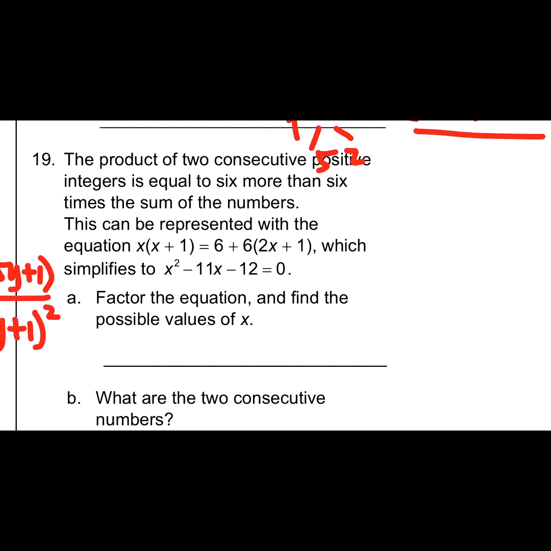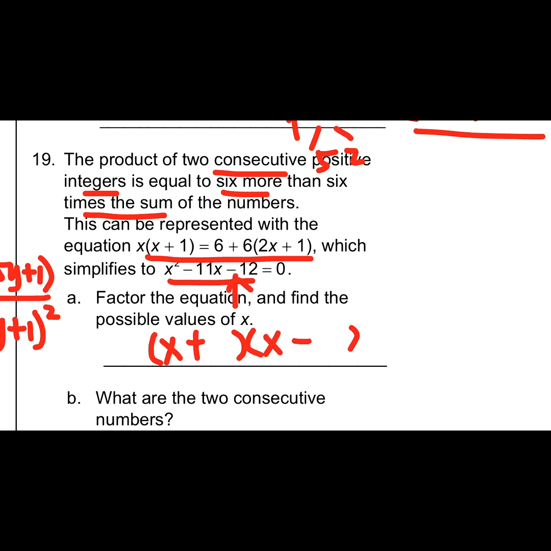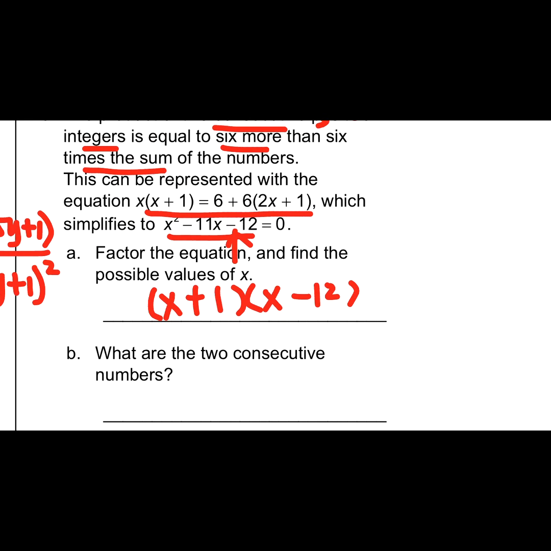Number 19, the product of two consecutive positive integers is equal to 6 more than 6 times the sum of the numbers. So the equation is already written here, which simplifies to this right here. So factor the equation and find the possible values of x. If we factor this, x and x, the signs are different, and two numbers that multiply to get 12, and the difference is 11, are 12 and 1, because we want negative 11. So if we solve this, we're going to have x equals negative 1 and 12. So those are the two zeros.